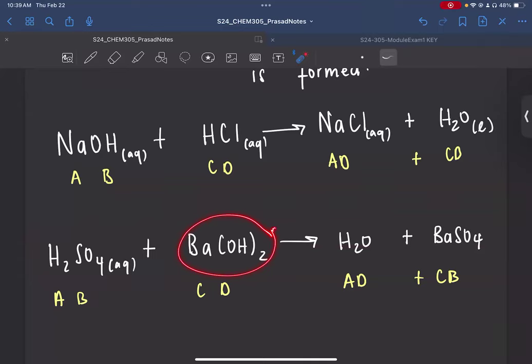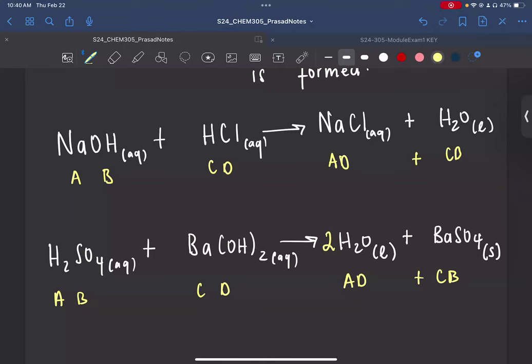Barium hydroxide, looking at the last row, the compound contains a hydroxide, therefore it is solid, except when bonded to barium. So this one is aqueous. And we already know H2O to be the only liquid, and barium sulfate, by the same rule of thumb, is going to be solid. And to balance this equation, I need to put a 2 in front of the H2O. You can double check why on your own time. Okay.